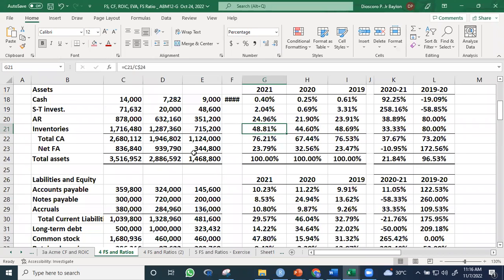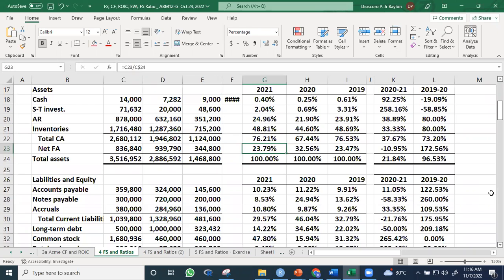Okay? So ang fixed assets niya, 23.79%. And again, the question is, is this good or bad? Okay? We don't just look at figures in isolation. We have to look at it in context.